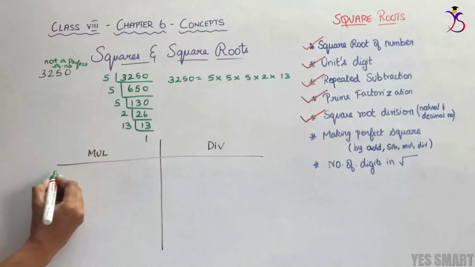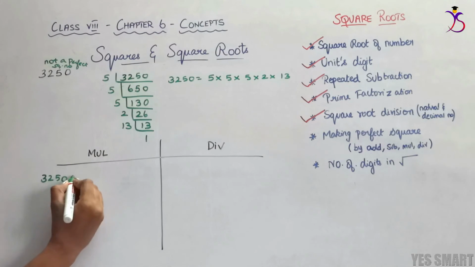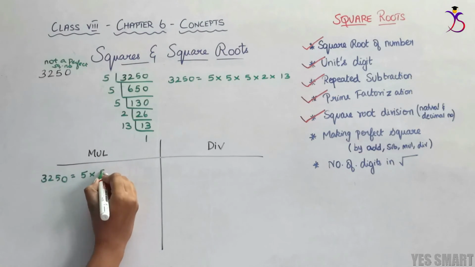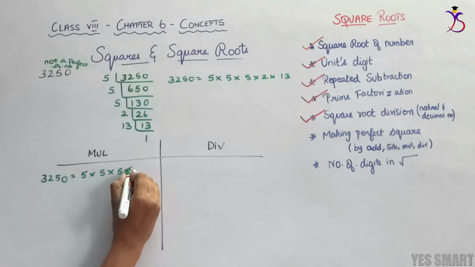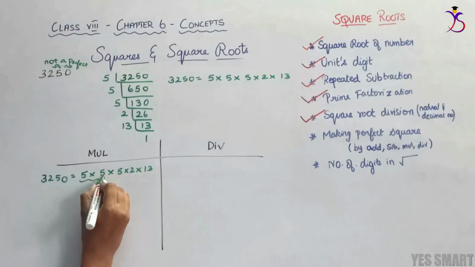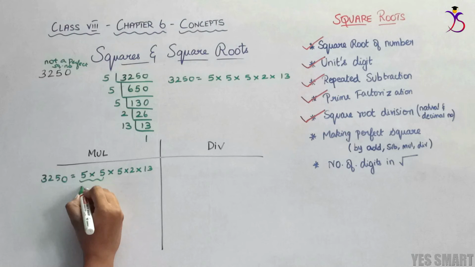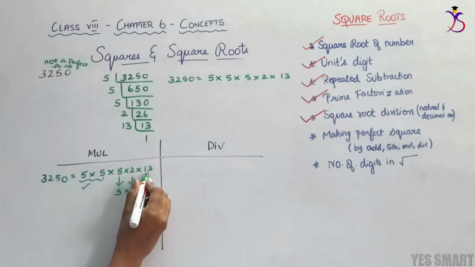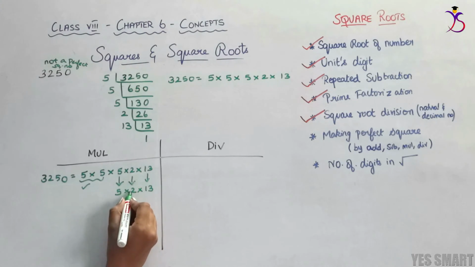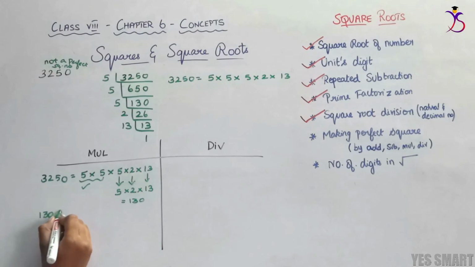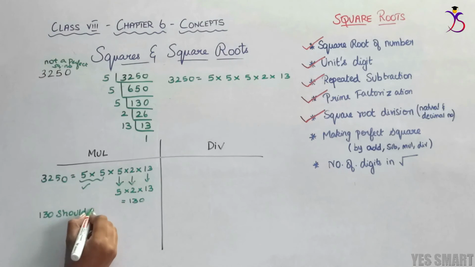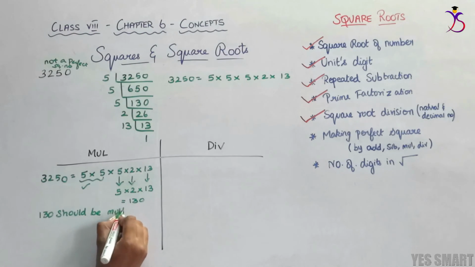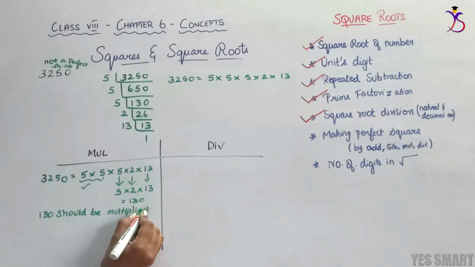So the products of 3250 are 5 into 5 into 5 into 2 into 13. Now this 5 and 5 makes a pair, so this is okay. Now this 5 needs a 5 to be a pair. Now this 2 also needs a pair and this 13 is also in need of a pair. So we need 5 into 2 into 13 more so that everything is in pair and makes the number a perfect square number. 5 into 2 into 13 is 130. Therefore 130 should be multiplied to 3250.